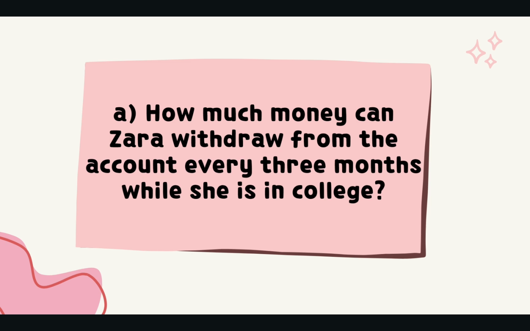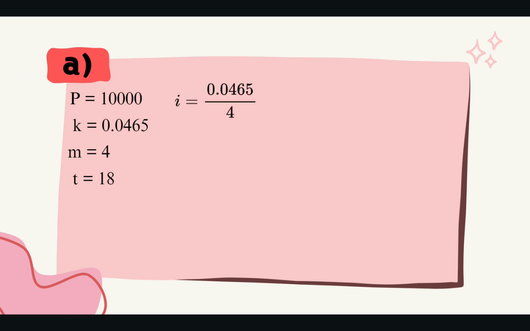So, we need to know how much money Zara can withdraw from the account every 3 months while she is in college. But first, we need to calculate how much money there will be in the bank after the 18 years of investment. To do this, we need to use the formula of future value. But first, we need to find the values that we will use in the formula. The values are as follows. P is equal to 10,000, K equals 0.0465, M equals 4, and T equals 18. Then, we need to find the value of I, which is 0.011625. Then, we find the value of N, which is 72.